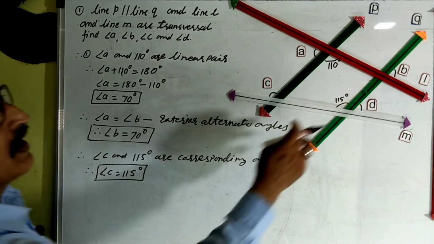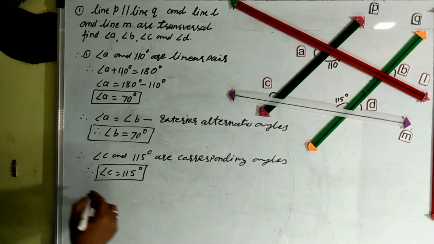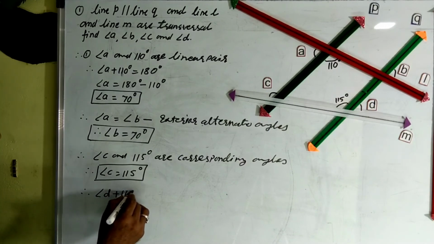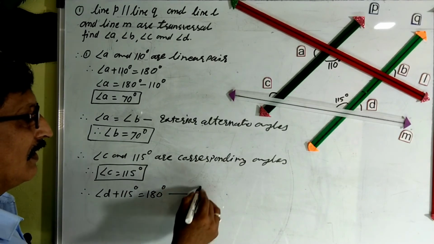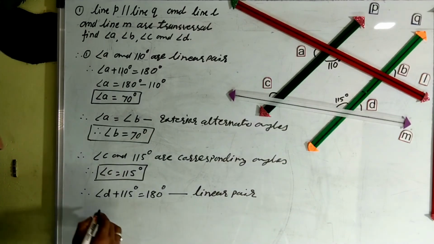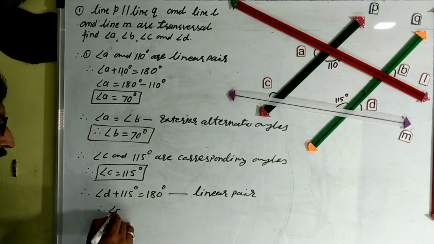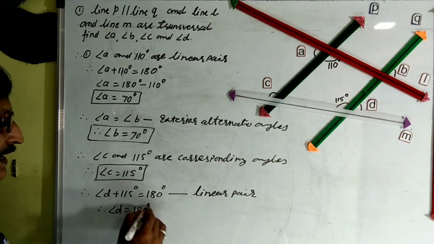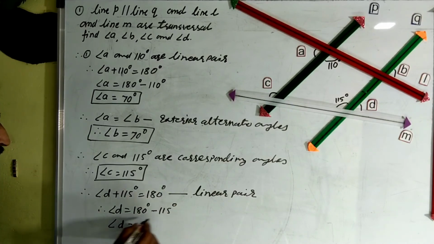Similarly, see, this 115 and angle D, they are a linear pair, and therefore you can write again here angle D plus 115 degree is equal to 180 degree. You have to write the reason. What is it? Linear pair. And therefore now this number will transfer toward the right hand side, and therefore you can write angle D is equal to 180 degree minus 115 degree, and angle D is equal to, what is the answer here? 65 degree.